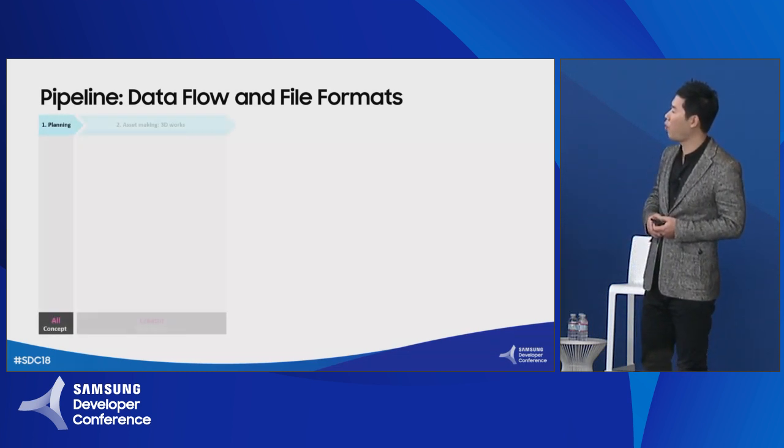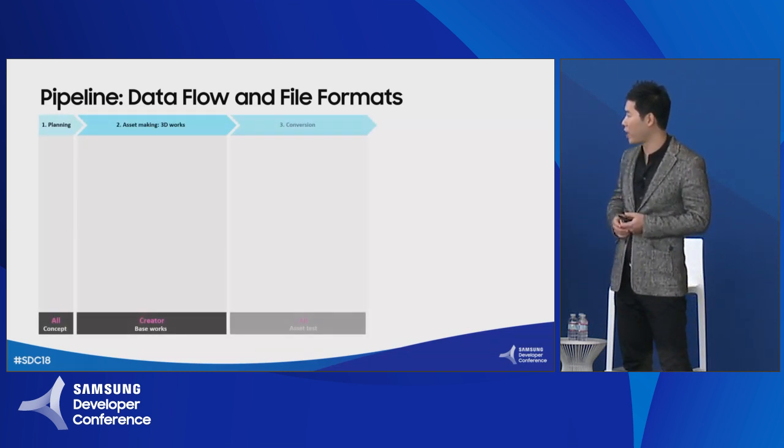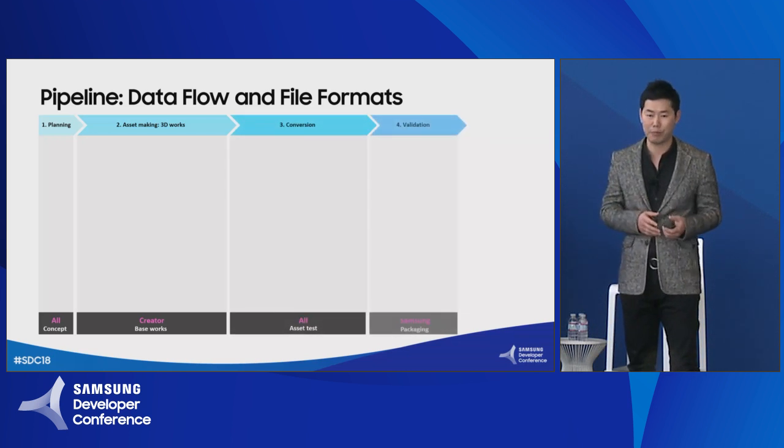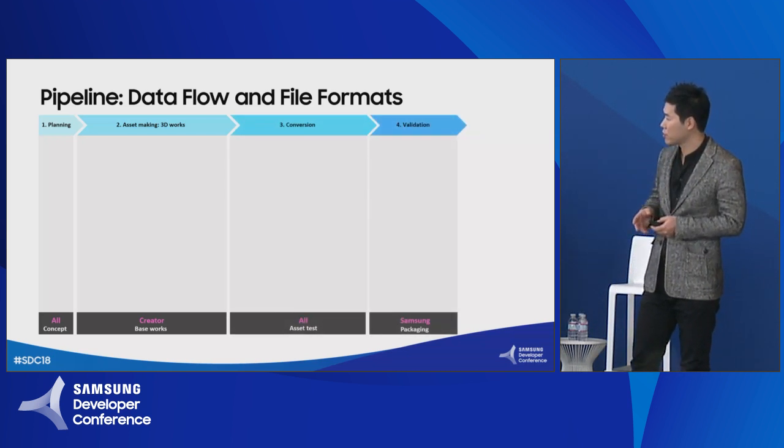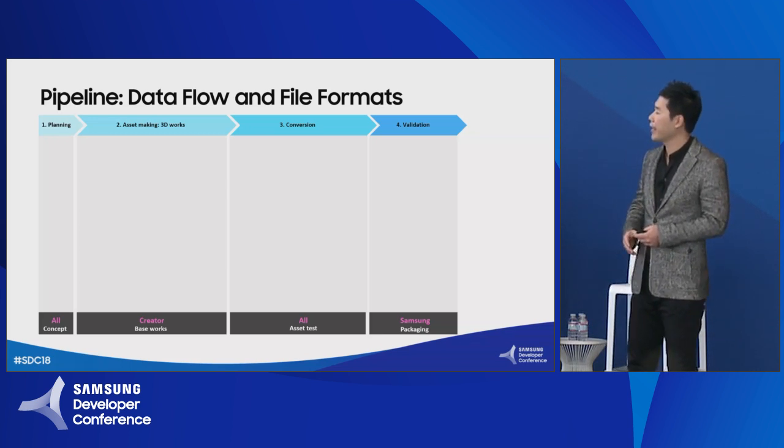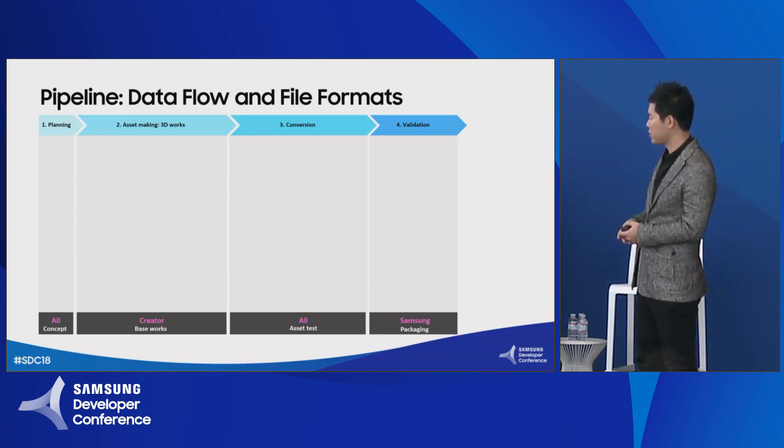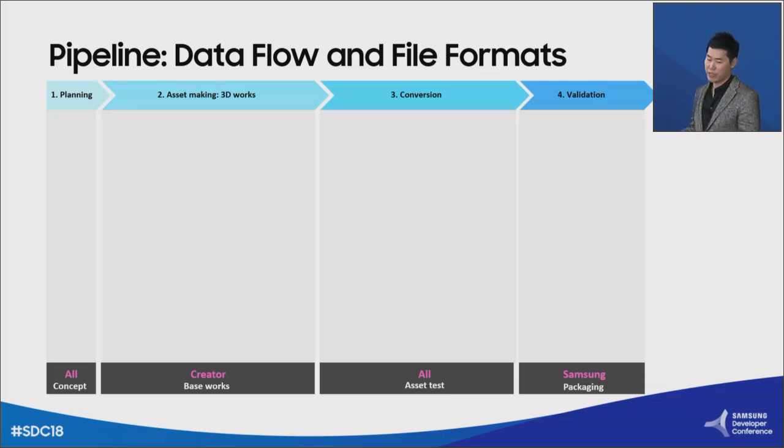And this is the whole data flow and file formats, which is about the pipeline of the platform itself. So there's a planning phase and asset making where 3D works, and file conversion and validation as well. So at the planning phase, we discussed which franchise we are going to pick for Disney AR Emoji, and we discussed the optimization in terms of appropriate fidelity of the assets, something like that.